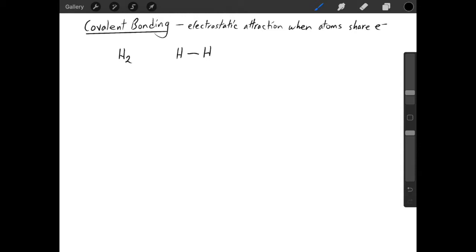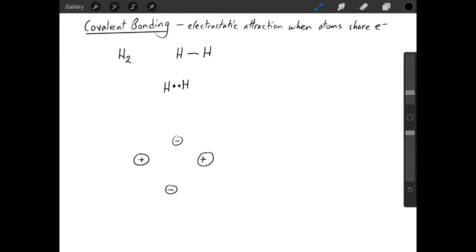So we can write H2, or we can write an H bonded to another H using a line. Or we can write it in the form of a Lewis diagram. And in this Lewis diagram, we have hydrogens on the outside and the hydrogen valence electrons in the middle. These two electrons in the middle make up a single bond. And we could also write this using protons and electrons. So this diagram with protons and electrons is representative of a bond between hydrogen atoms.